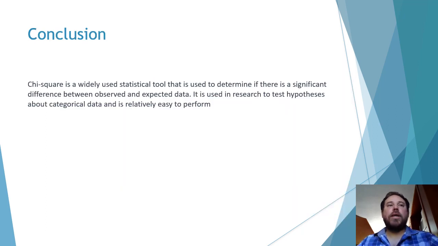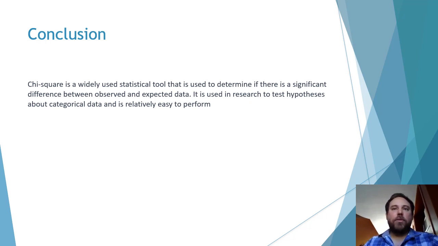So as a conclusion, chi-square is a widely used statistical tool to determine if there is a significant difference between observed and expected data. It is used on binomial or multinomial, but at the end of the day, descriptive categorical variables, and it's used in research to test hypotheses about this data. It's very easy to perform.